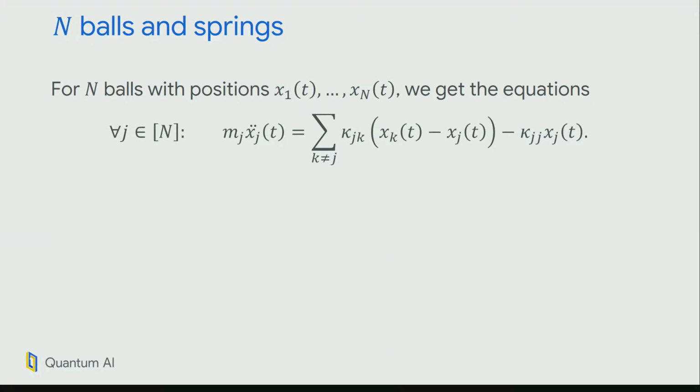You have these n variables, x1 through xn, and you have n equations, one for each ball. The left-hand side is the mass times the acceleration of that ball. The right-hand side is the sum of all the forces acting on it. These are all the forces acting on it because of what it's coupling to other balls. The jth ball is coupled to the kth ball with a spring of spring constant kappa kj.